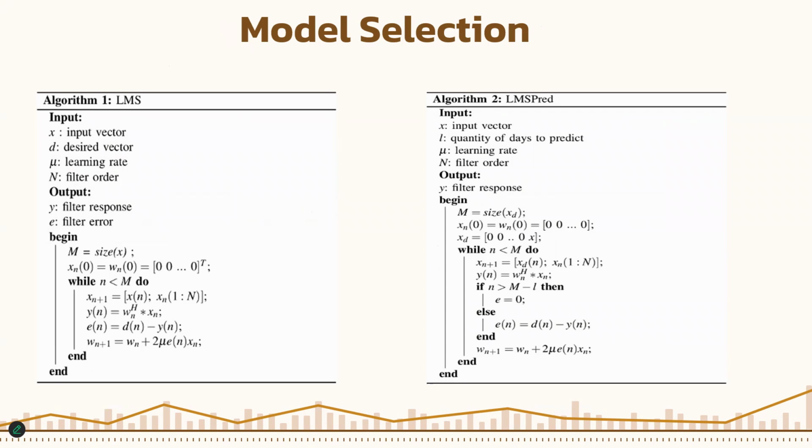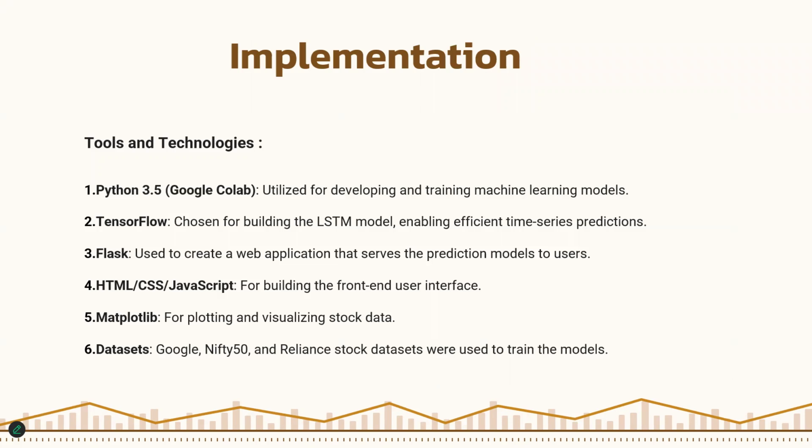iteratively. LMS spread algorithm is a predictive extension of LMS designed specifically for forecasting stock prices. It takes into account additional parameters such as quantity of days to predict to generate more precise future price estimates. The algorithm dynamically adjusts the filter response and error based on the prediction length, ensuring improved accuracy for stock price forecasting. Moving on to the next slide, here we'll discuss the implementation of the project.